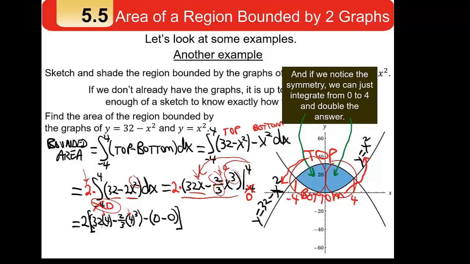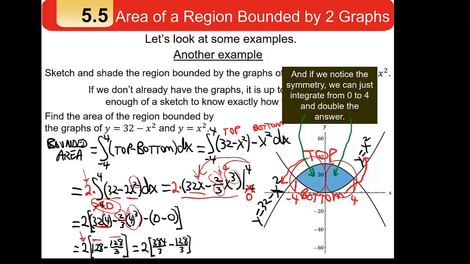So what we're dealing with is 32 times 4 there. Well, 32 times 4 is 128. And here you get 4 cubed. And 4 cubed is 64. And then you've got to multiply that by 2. That gives you 128. So you end up with 128 thirds. So you've got 128 minus 128 thirds that has to be doubled.